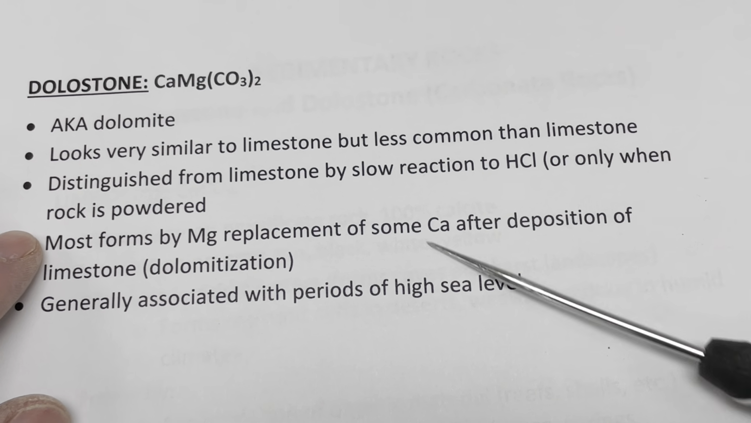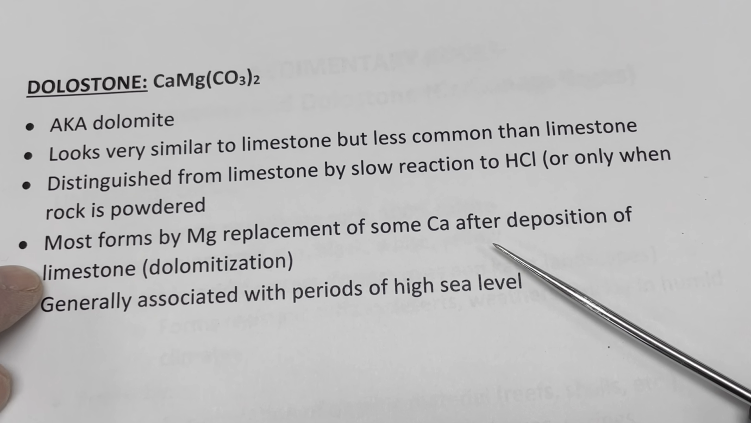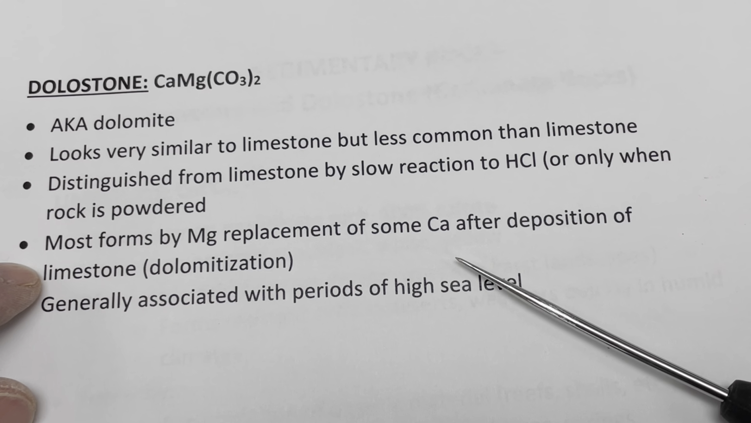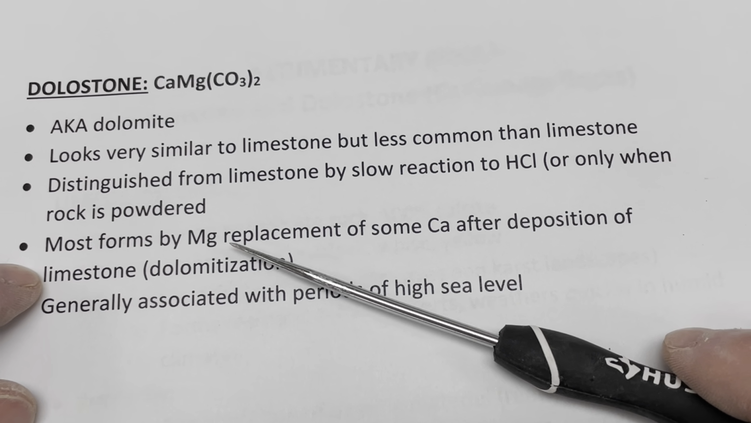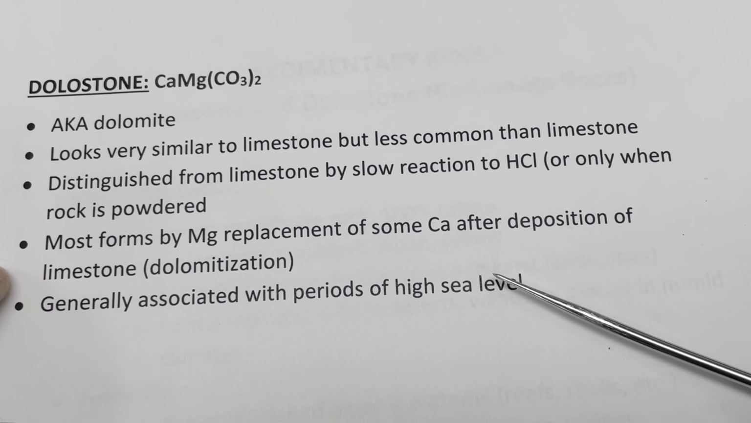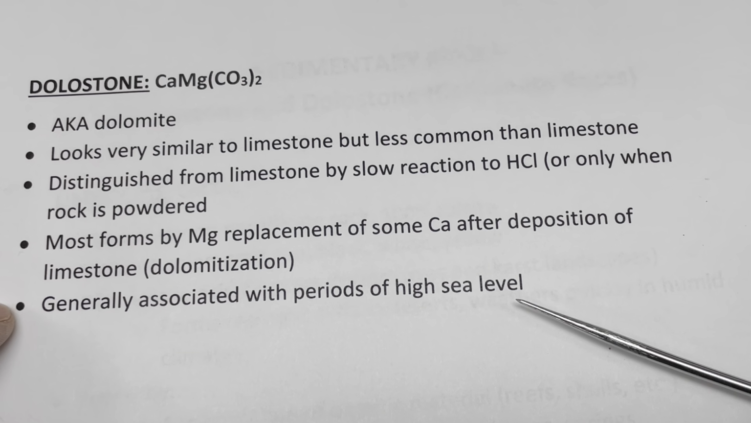So dolostones, we think, mostly form originally as a limestone. So some limestones actually have fluids maybe moving through the rock after they're deposited, replacing some of the calcium with magnesium, and that's what makes a dolostone over time. The process isn't 100% agreed upon or deduced.